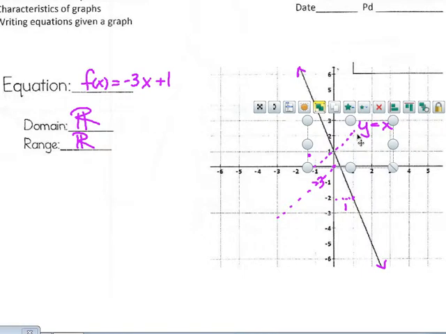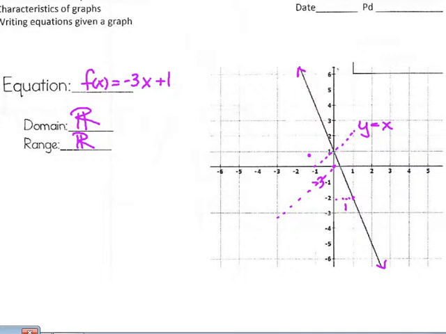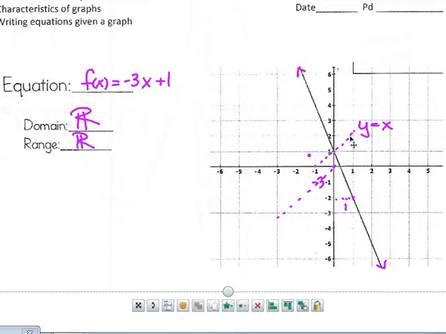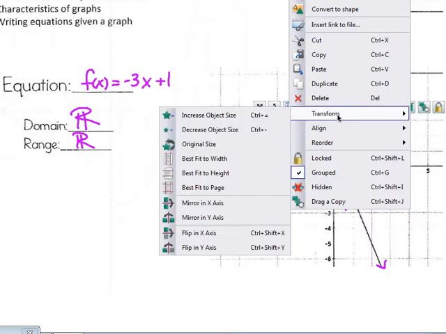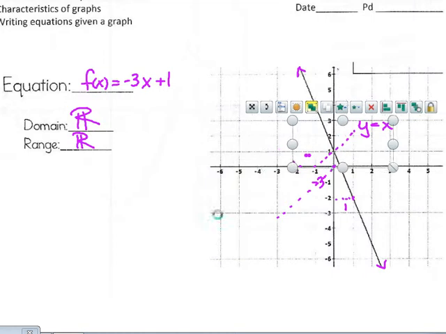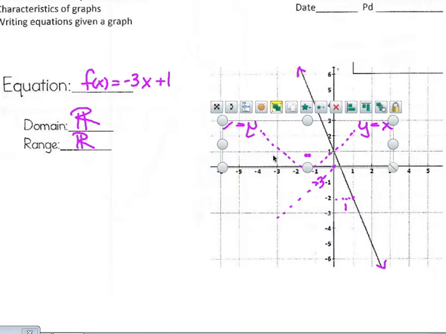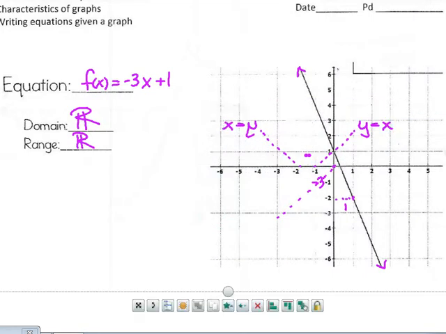Hold on one second. Let me pause this to reflect it. Okay, that was just too cool. I have to show you. I have to do it with you watching. Okay, so I decided to transform it, and I'm going to mirror it in the y-axis. Check it out. Is that not really cool? That is really cool.